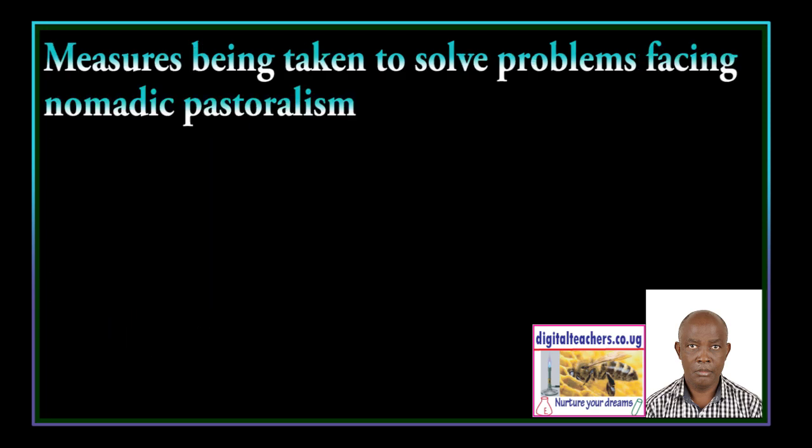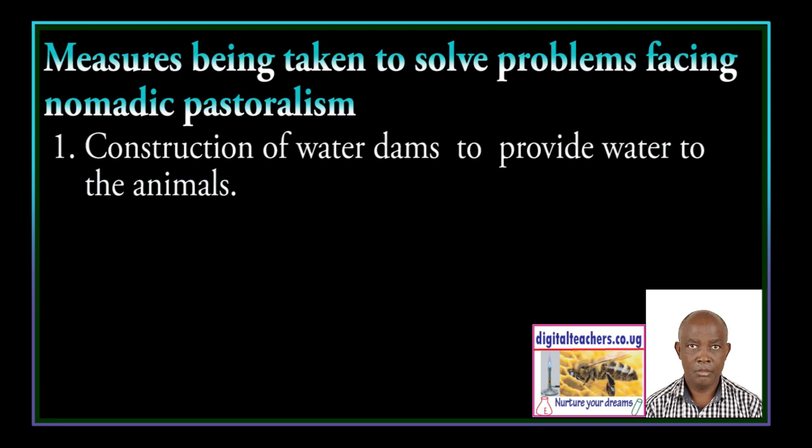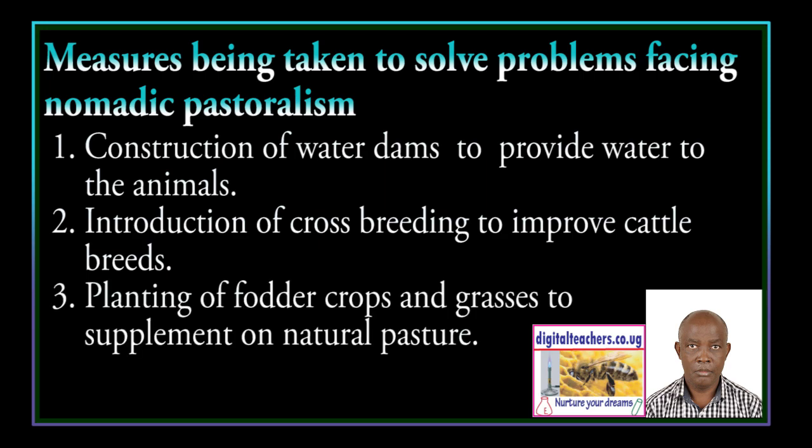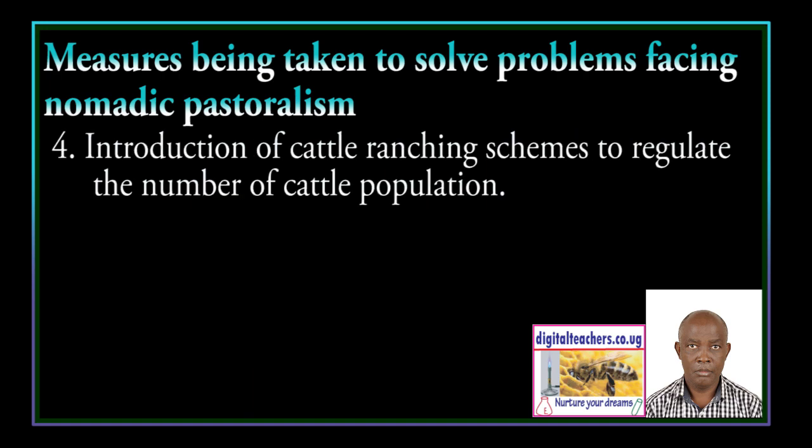Measures being taken to solve problems facing nomadic pastoralism. Construction of water dams to provide water to the animals. Introduction of crossbreeding to improve cattle breeds. Planting of fodder crops and grasses to supplement natural pasture. Introduction of cattle ranching schemes to regulate the number of cattle population.